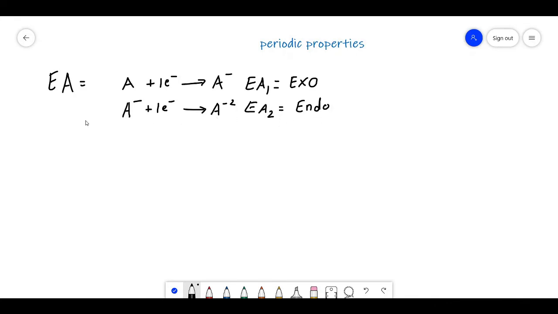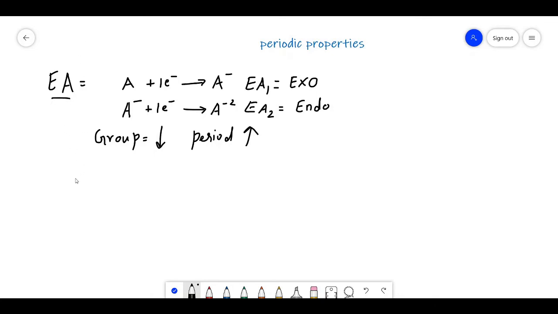Okay. And in the same way, electron affinity is also inversely proportional to size. So I'm just writing the trends. In a group, electron affinity from top to bottom decreases, and in a period, electron affinity from left to right increases. And here also we have exceptions in both groups and periods. And these electron affinity exceptions are very, very important.